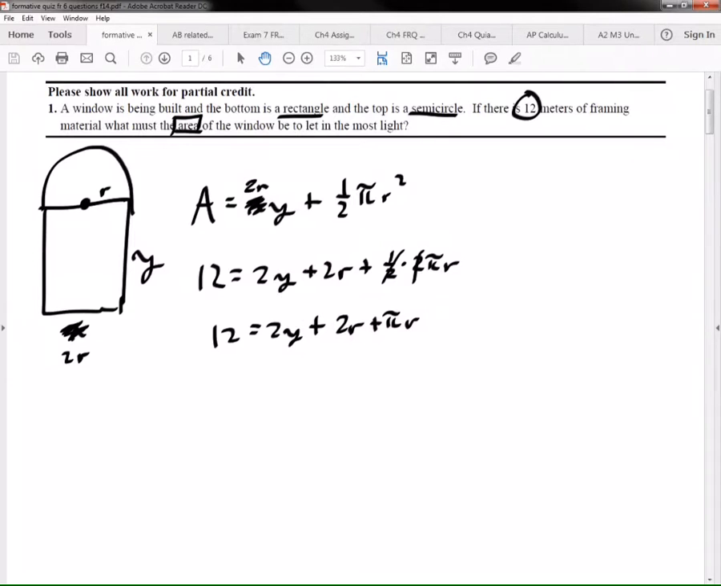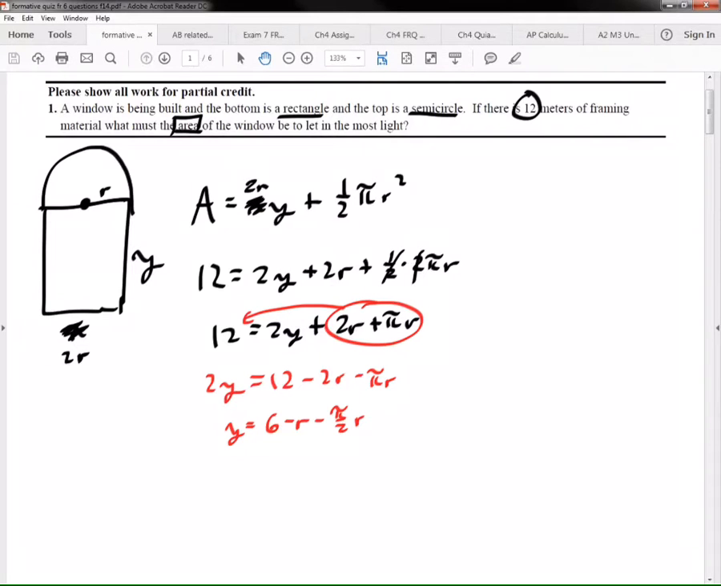Let's move the r's to the other side. So we'll have 12 minus 2r minus pi r, and then on the other side, we'll have our 2y. So I just subtracted these and put them over there with the 12, which is why they're both subtracting right here from the 12. And then divide everything by 2. So I have y equals 6 minus r minus 1/2, or we can say pi over 2r. There's different ways to write it. Doesn't mean your way is wrong.